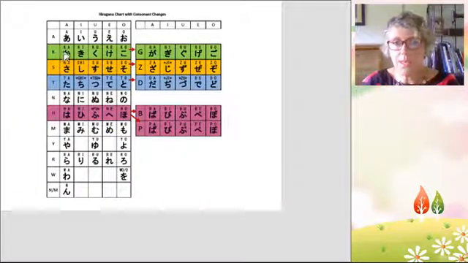And in our next video, we're going to look at how we can turn ka, ki, ku, ke, ko into ga, gi, gu, ge, go, just by using these two little dots, the dakuten. So that's going to be in our next video.